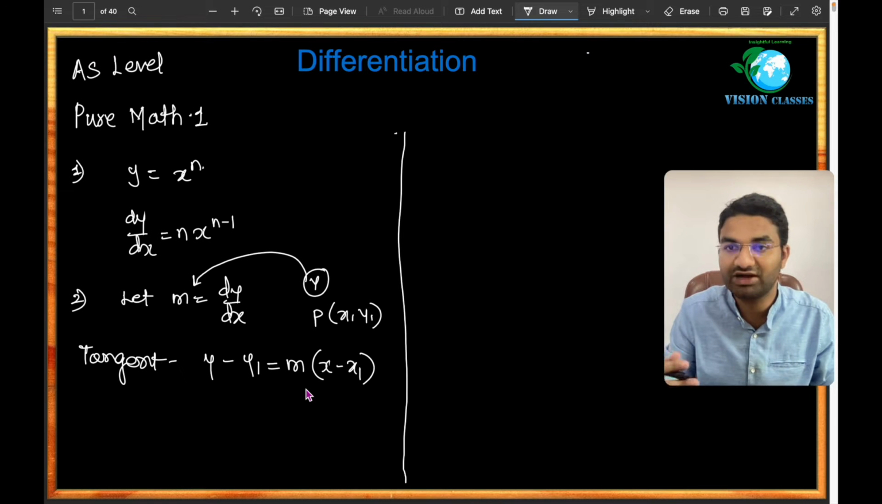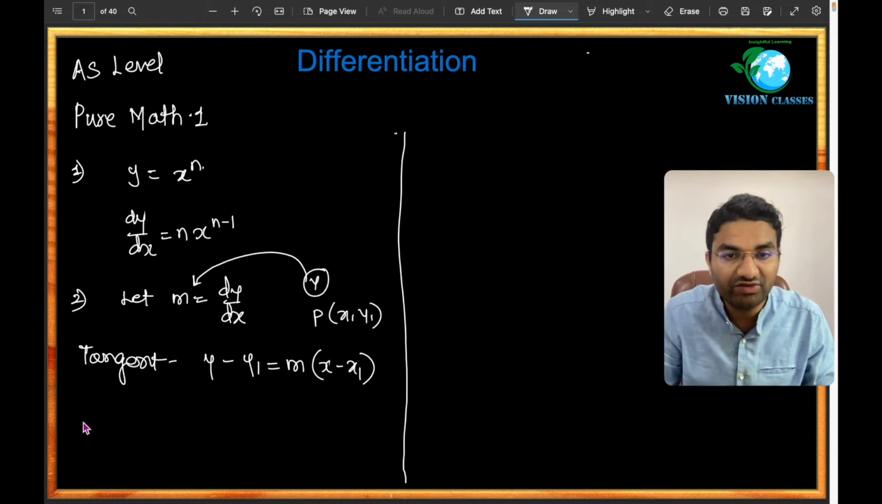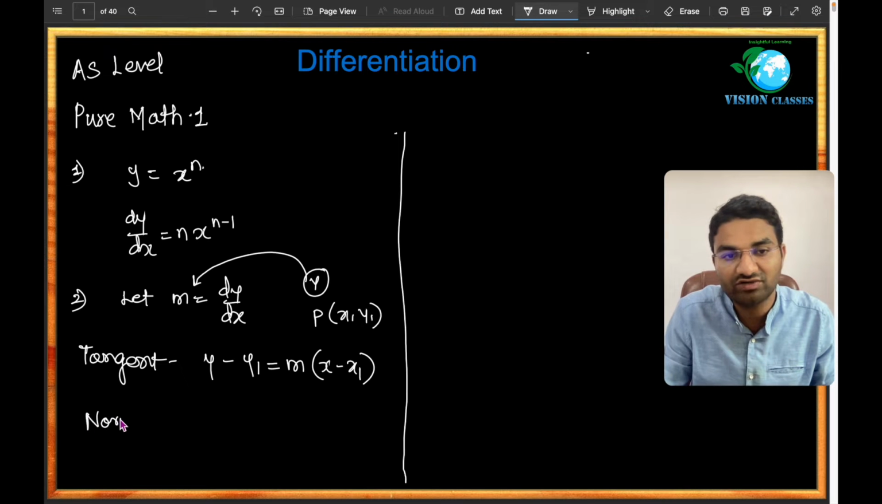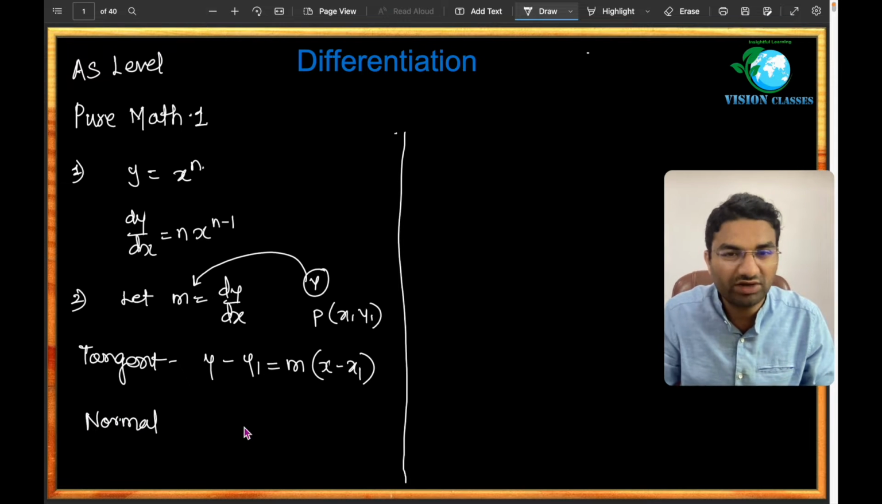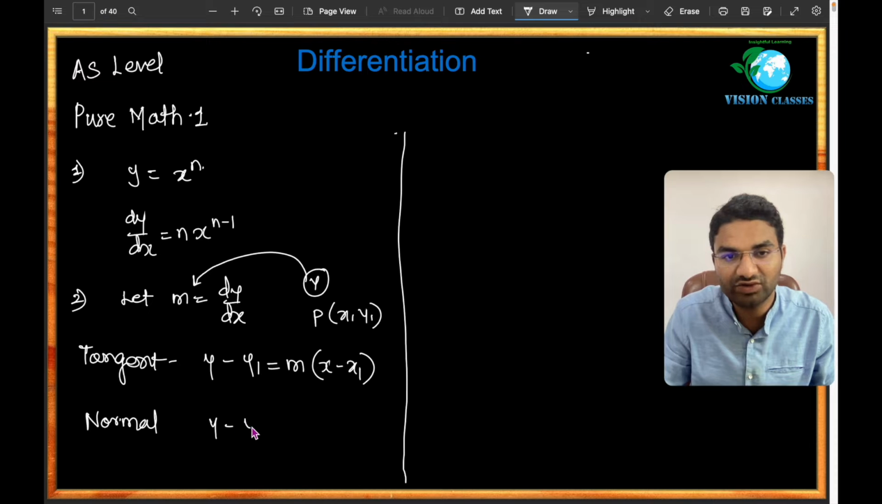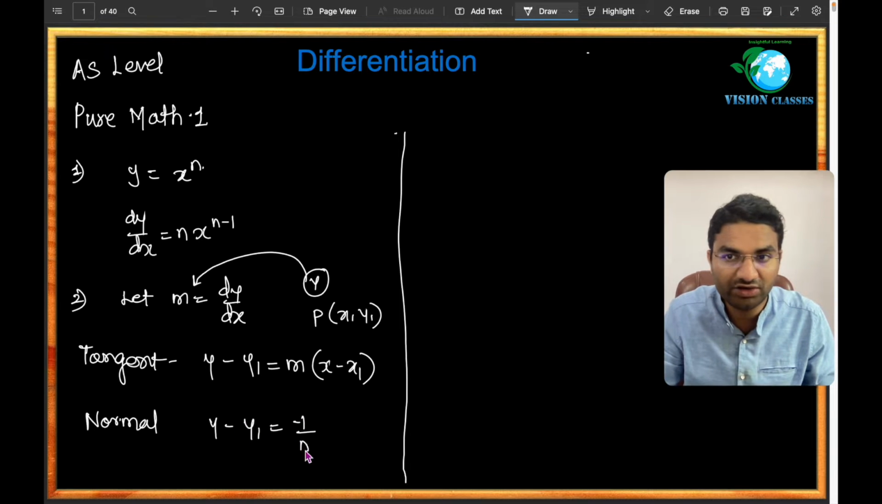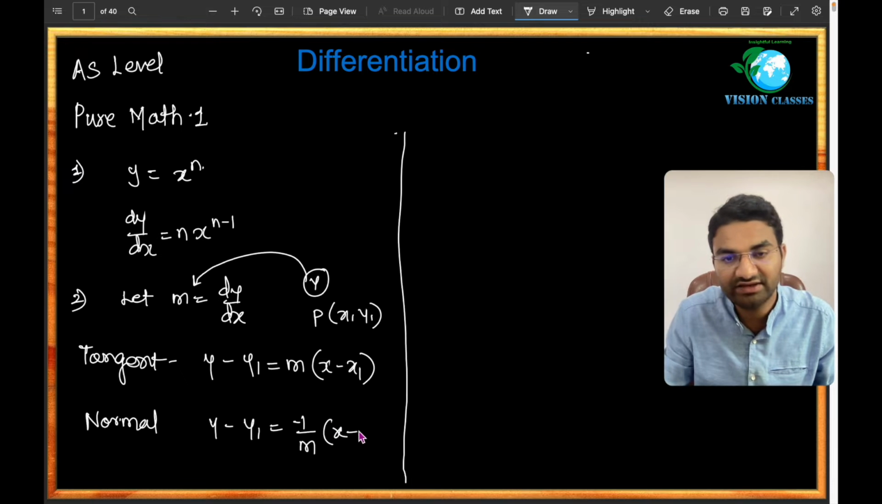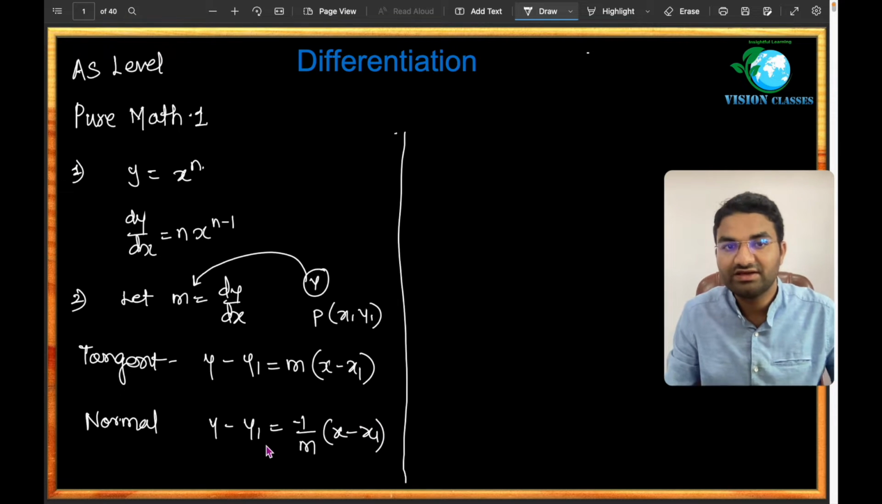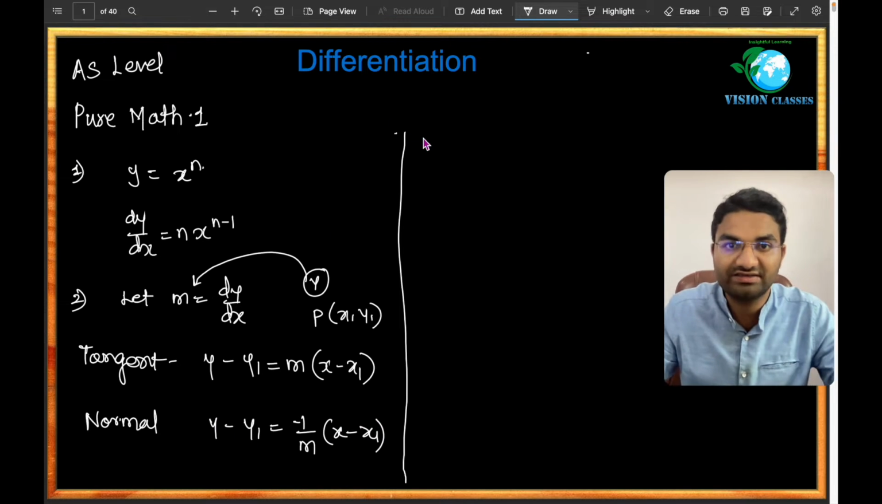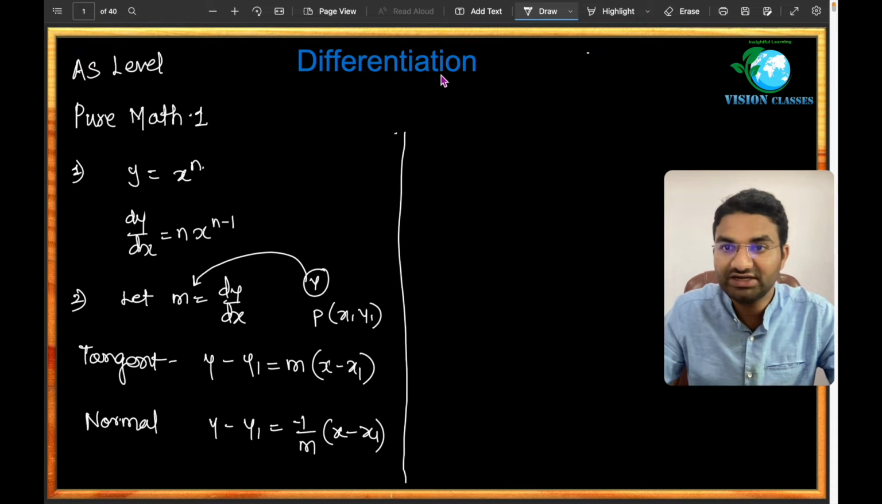This is a 3-mark or 4-mark question. Then sometimes they also ask a question on the normal. The normal is again the same, y minus y1. The only difference is that you have to take here negative 1 upon m times x minus x1. That's it. This is the second concept in differentiation.